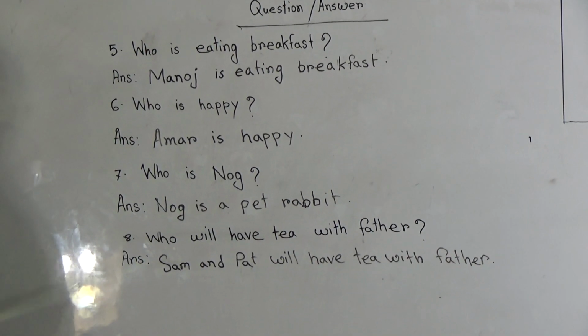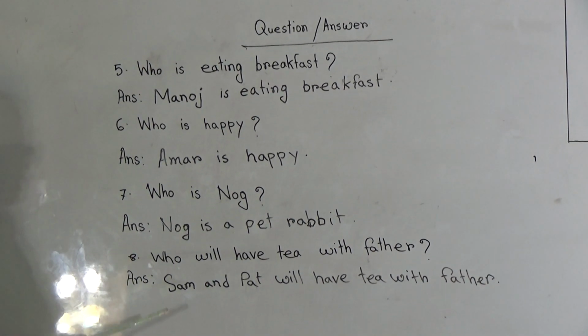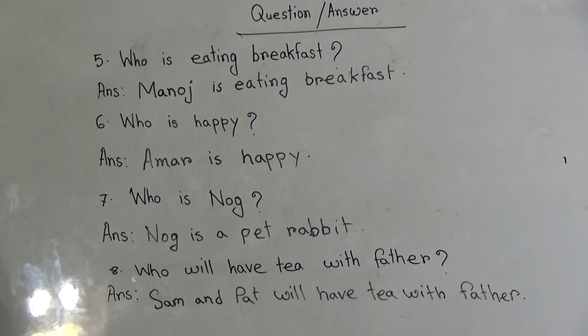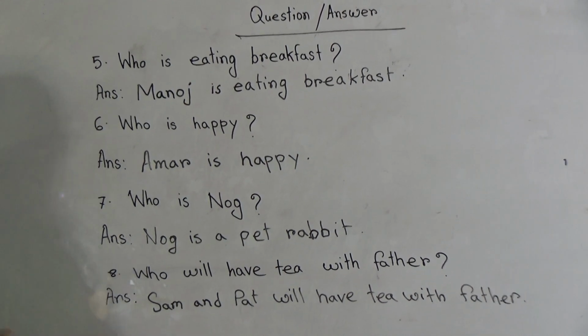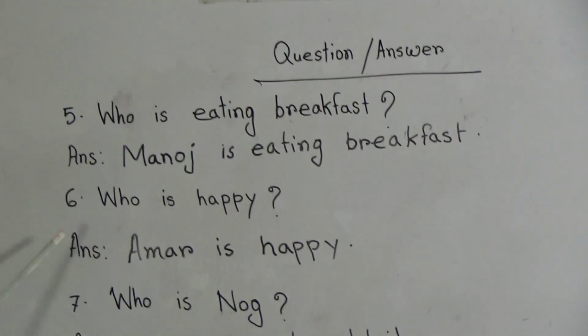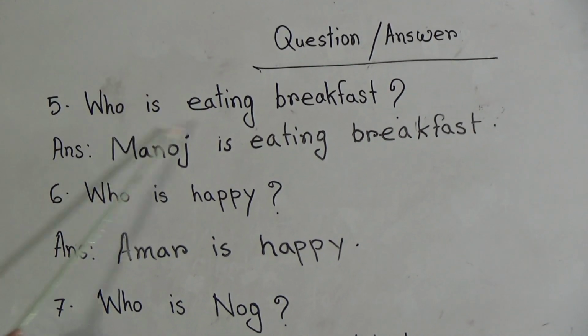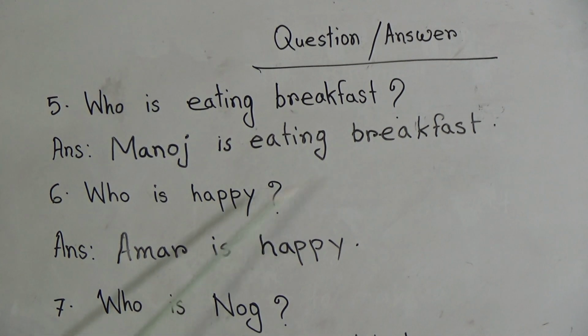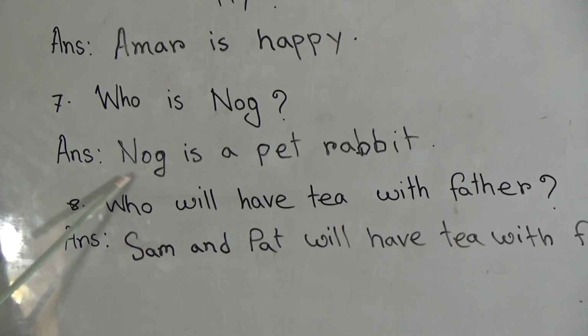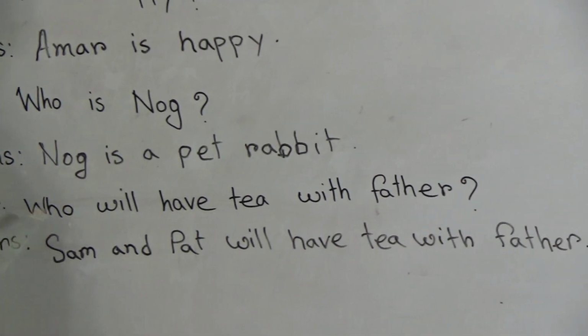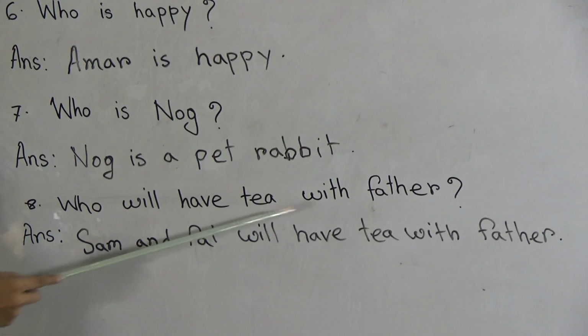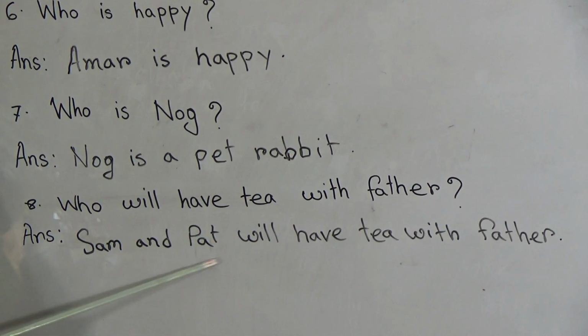So dear students, you have to learn these spellings correctly and write the answers. Okay, so I'm going to repeat once more. Question number 5. Who is eating breakfast? Manoj is eating breakfast. Who is happy? Amar is happy. Who is Nog? Nog is a pet rabbit. Who will have tea with father? Sam and Pat will have tea with father.